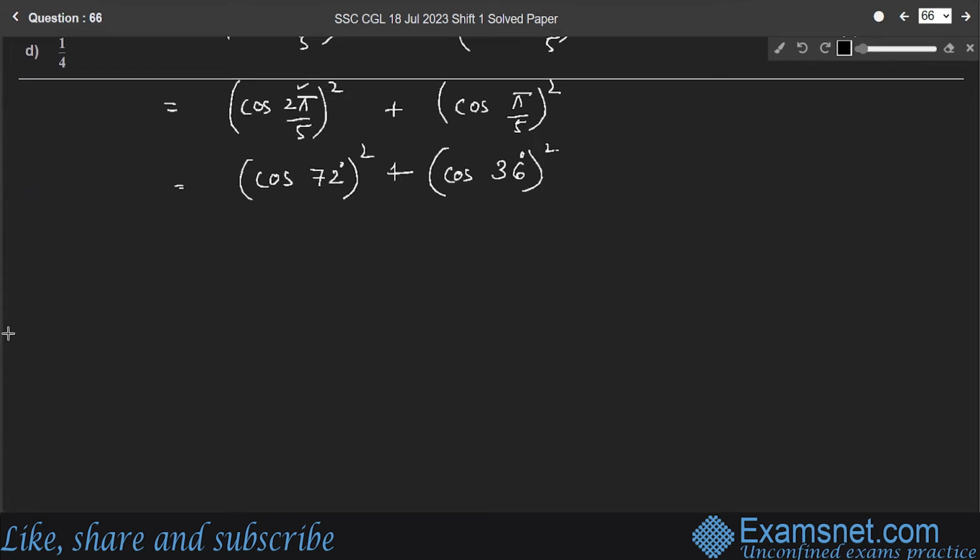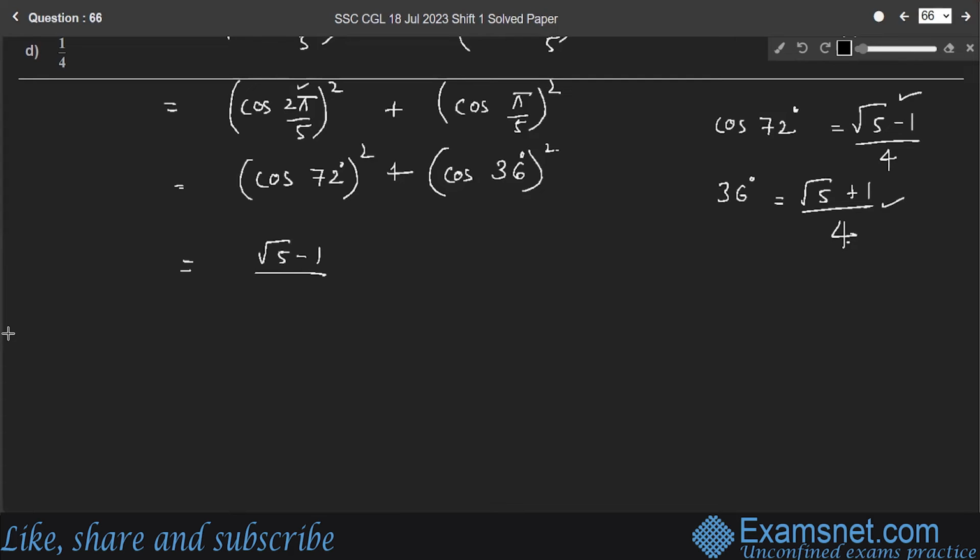Therefore, there is a standard formula for cos 72, or we can consider it as a standard value also. So cos 72 is always root 5 minus 1 whole by 4, whereas cos 36 is root 5 plus 1 whole divided by 4. So the derivation you might have studied in your 10th standard, right? So the standard value of cos 72 is root 5 minus 1 divided by 4 the whole square, plus cos 36 is root 5 plus 1 divided by 4, the whole square.